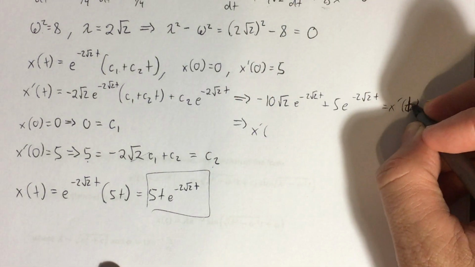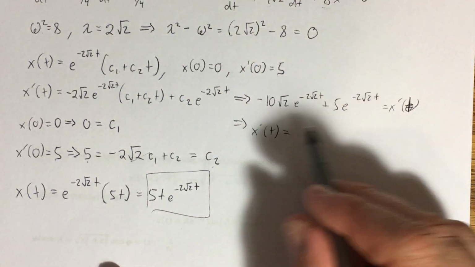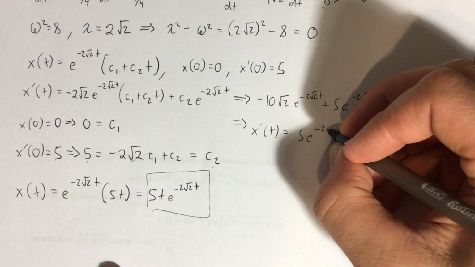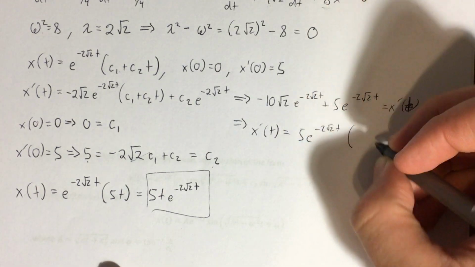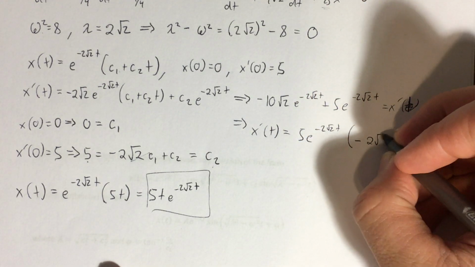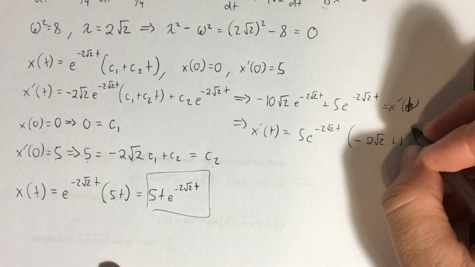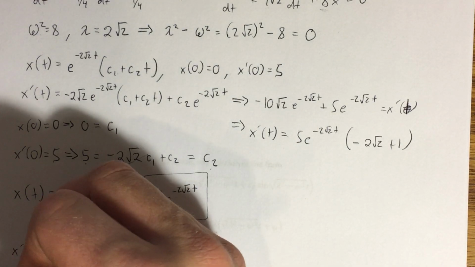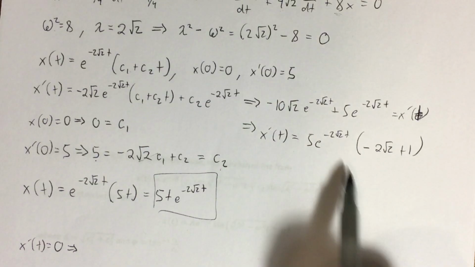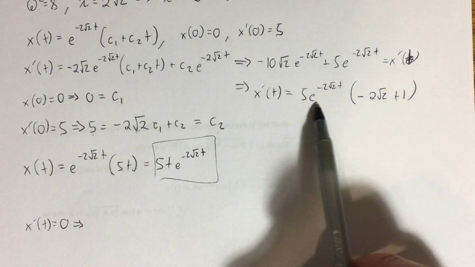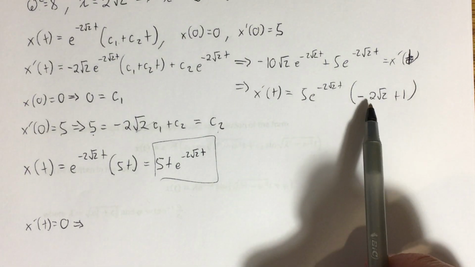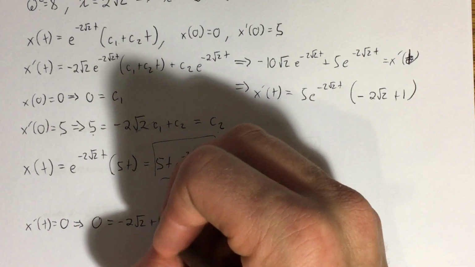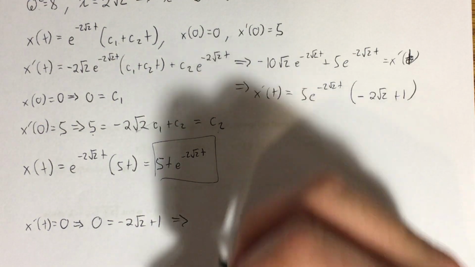That is equal to x prime of t. Let's simplify that. I could pull a 5e to the negative 2 root 2t out, and this becomes negative 2 root 2 t plus 1, okay? And we want to set that equal to 0. X prime of t equals 0 implies that, well, looking at this first factor, it will never equal 0. It's an exponential function, so that means this other factor is equal to 0.